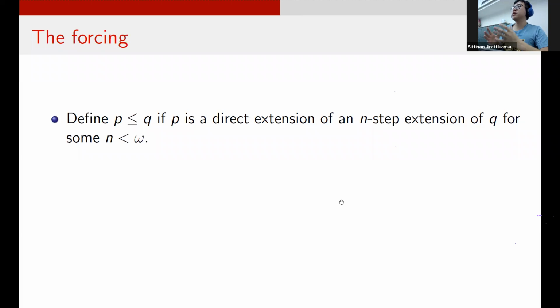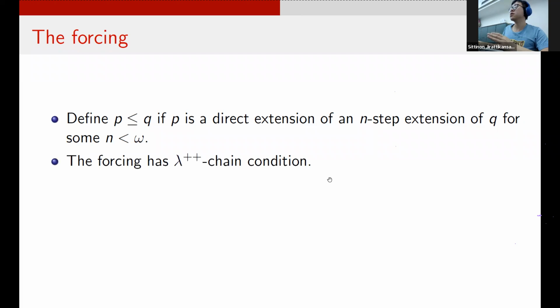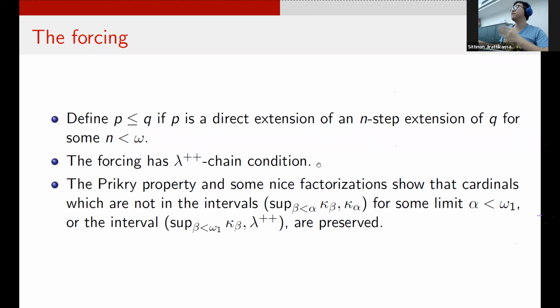I define P to be stronger than Q if P is a direct extension of an n-step extension of Q. So you first extend Q by using n many objects, and then you enlarge the domains and shrink down the measure 1 sets. It has a lambda double plus chain condition. It has a pretty property, some factorizations, and this will show that, remember I said at the very beginning that most of the cardinals, well, the cardinals which are not in the discontinuous gaps, will be preserved.